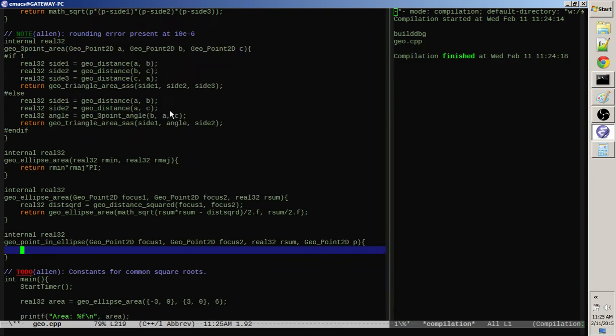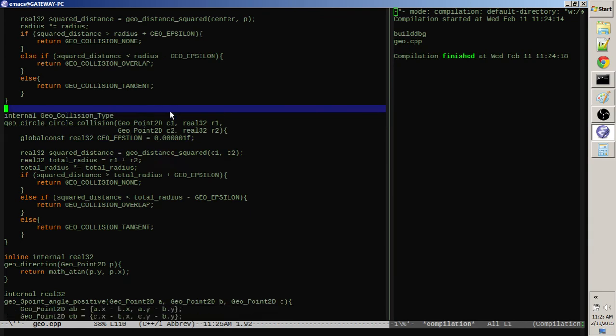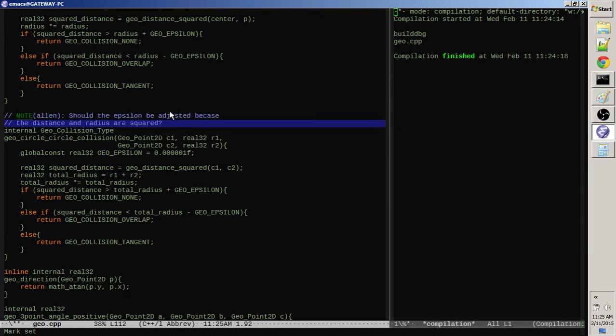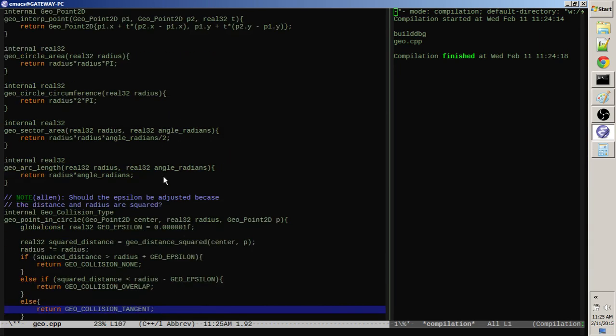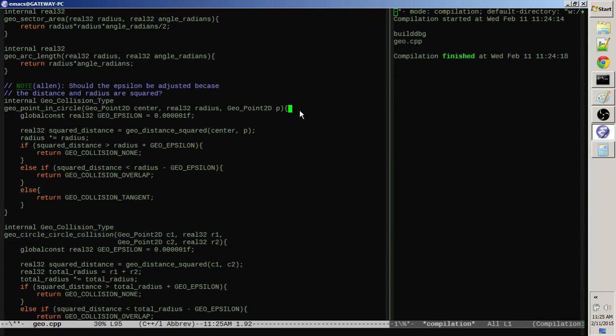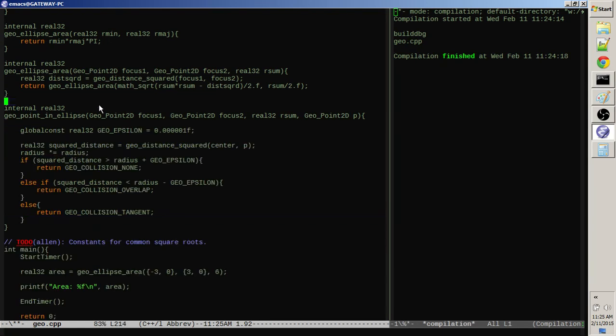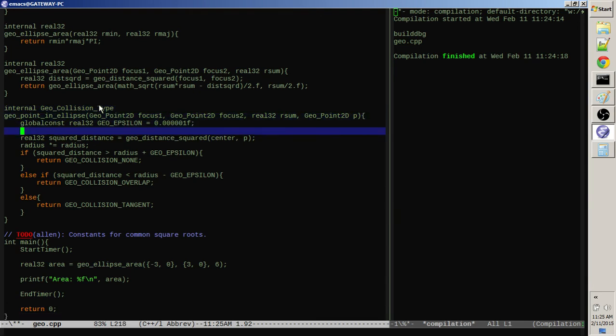So the question is, is P inside the ellipse, or is it on the edge? I think we've got that note in a few places, so I'll just only have one copy of it. I want a copy of this function, because it's going to be very similar, and we want to use these same constants. Real 32 is not correct. We want a geo collision type to be the return from this.